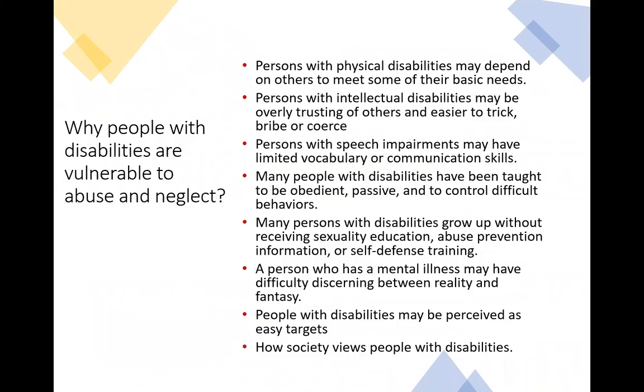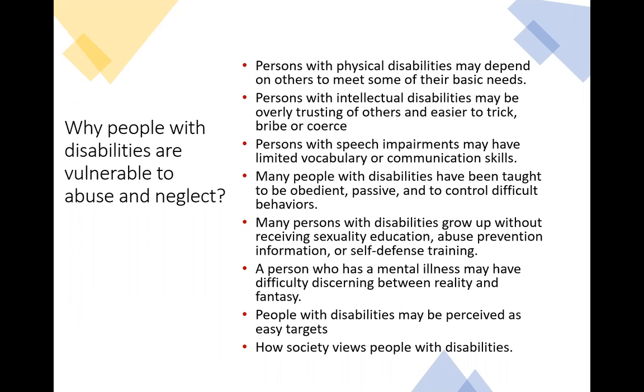Abuse and neglect can happen to anyone, regardless of race, age, gender, religion, or sexuality. Yet some groups of people are uniquely vulnerable to abuse. In particular, people with disabilities are more likely to experience violence than people without disabilities. People with disabilities make up a fraction of the population, yet they are 2 to 3 times more likely to experience abuse or neglect in comparison to those without disabilities.